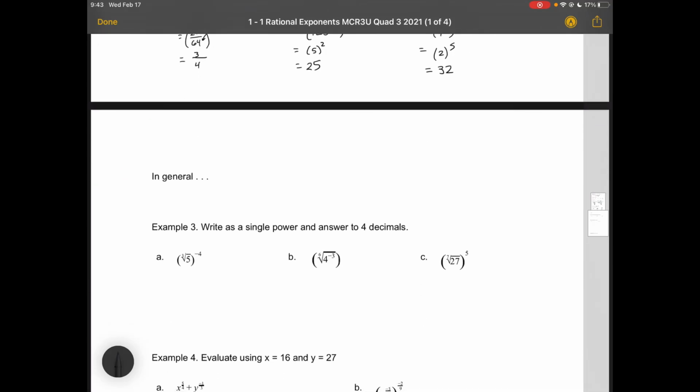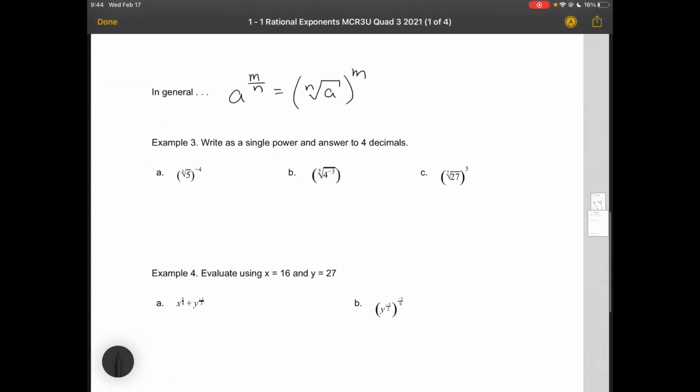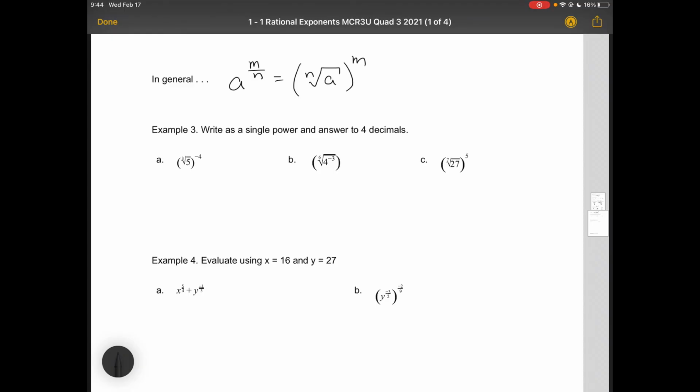So another statement is if we have a numerator that's not 1, so a to the m over n, we can rewrite that as the nth root of a to the exponent m. So let's do a couple more examples here. In example 3, we're going to write as a single power and then answer to 4 decimals. So 5 to the exponent minus 4/3. And using my calculator, I should get about 0.1170.